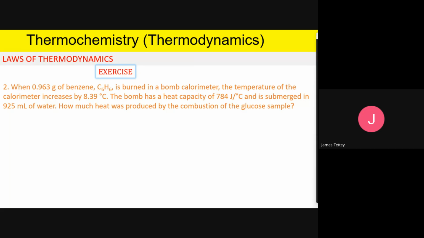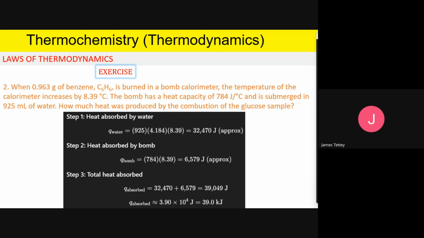The formula over there is a benzene formula, yet the question says we should calculate for the conversion of the glucose sample. Couldn't it have been the conversion of the benzene? Please, benzene, right? Not glucose.